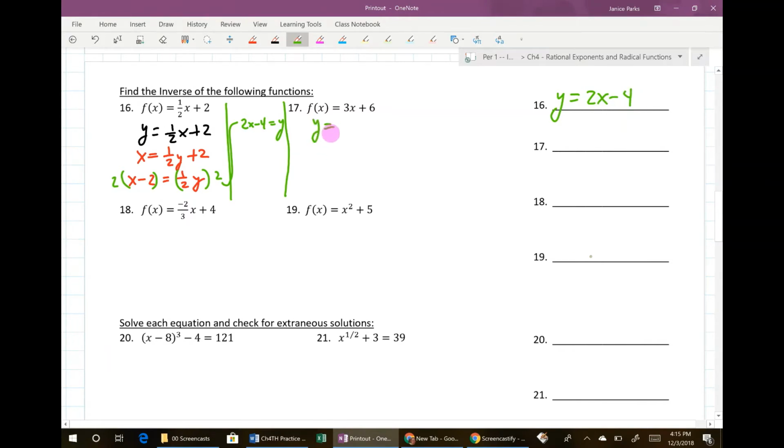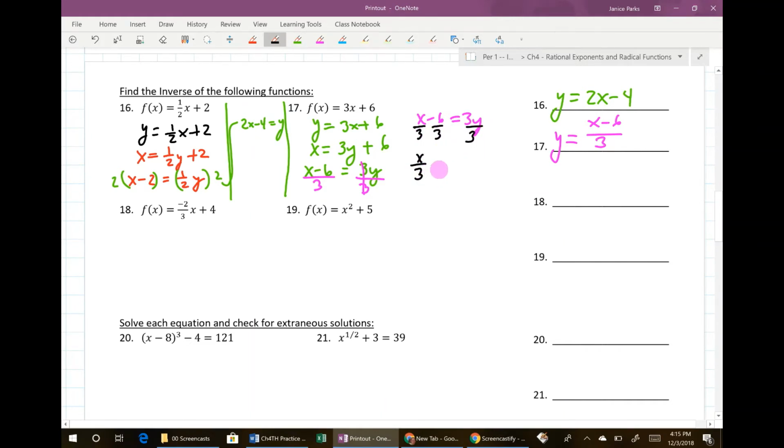For the next one, you're going to have y is equal to 3x plus 6. You change the x and the y. Then you solve for y. So x minus 6 equals 3y. And divide both sides by 3. So you're going to get y is equal to x minus 6 over 3. If you'd rather have x minus 6 equals 3y and you want to divide each term by 3, that's also okay to do. And then your inverse function would look like that.